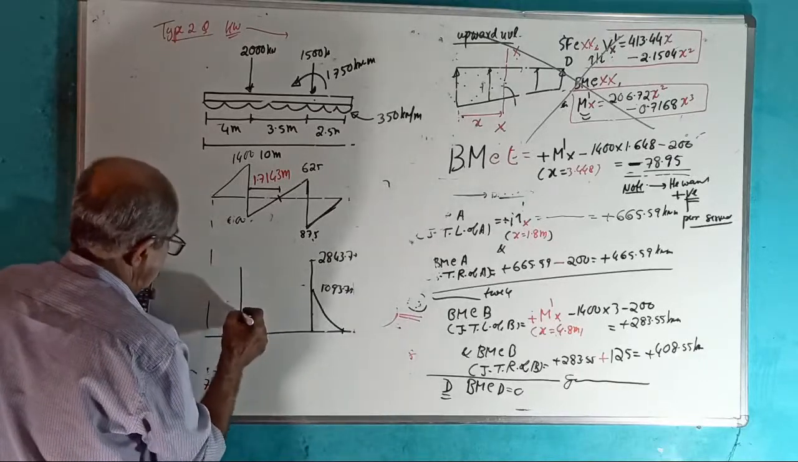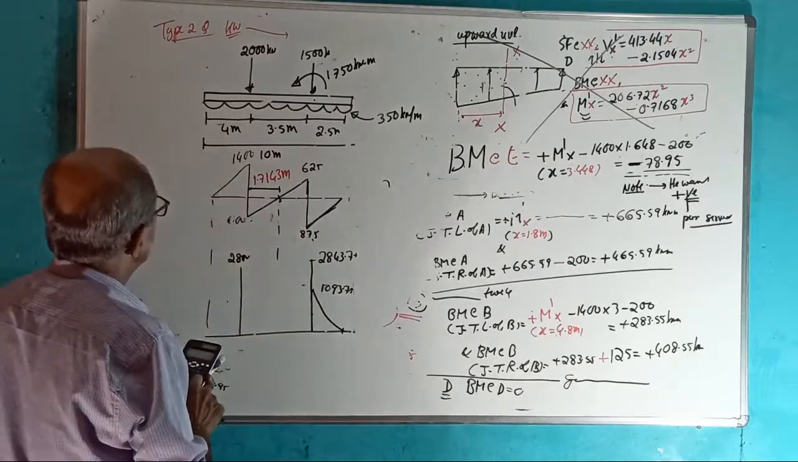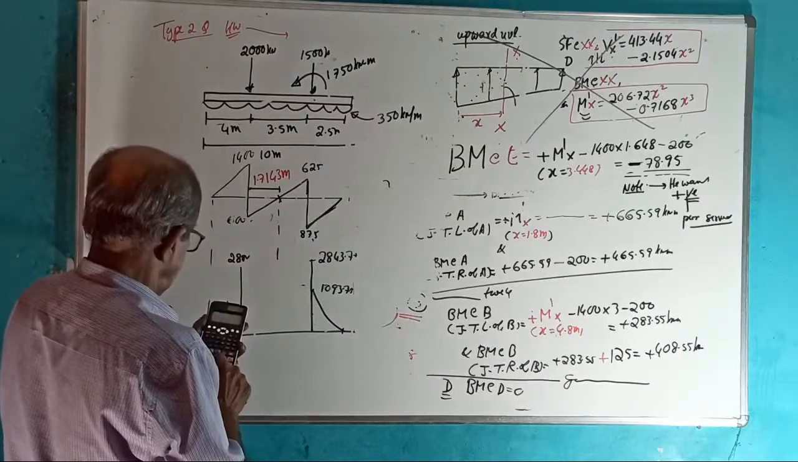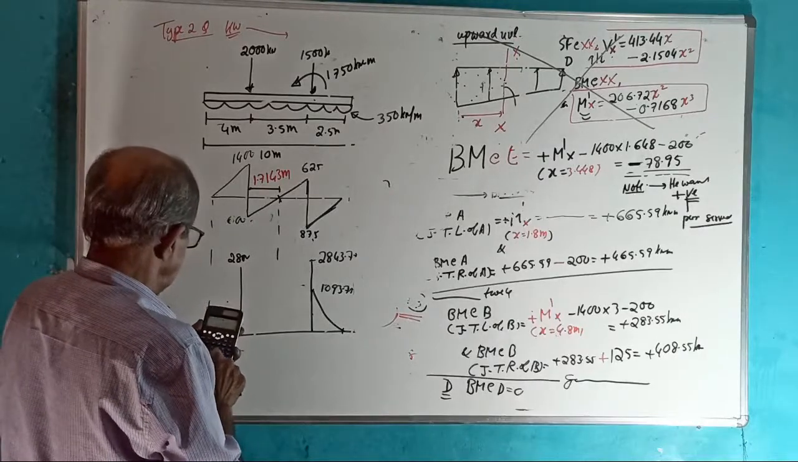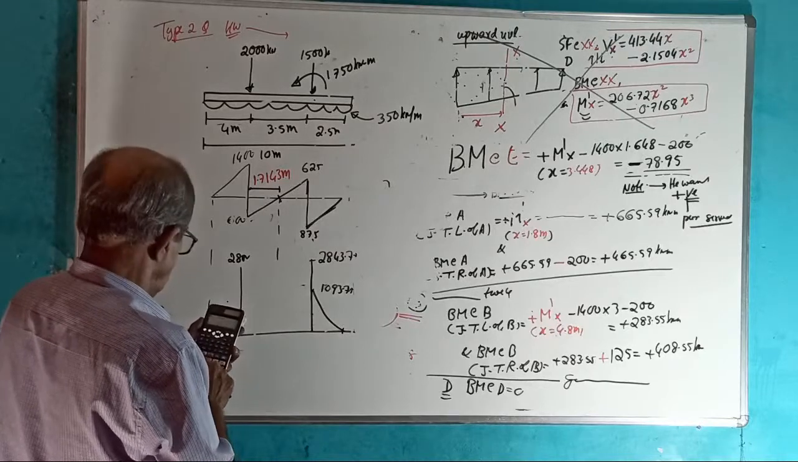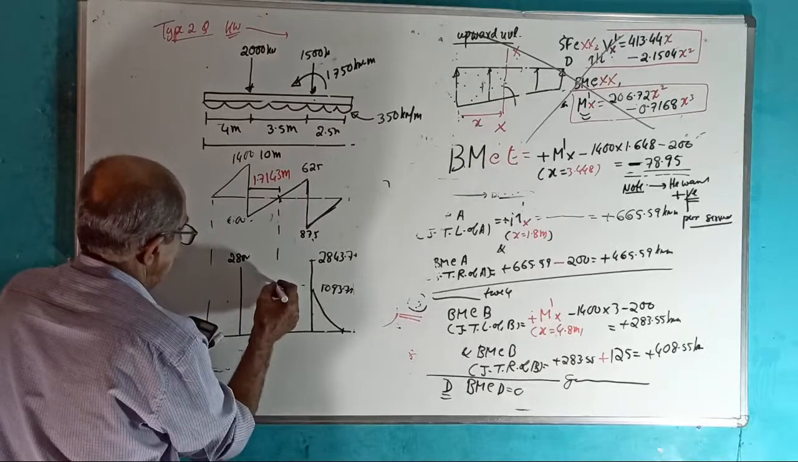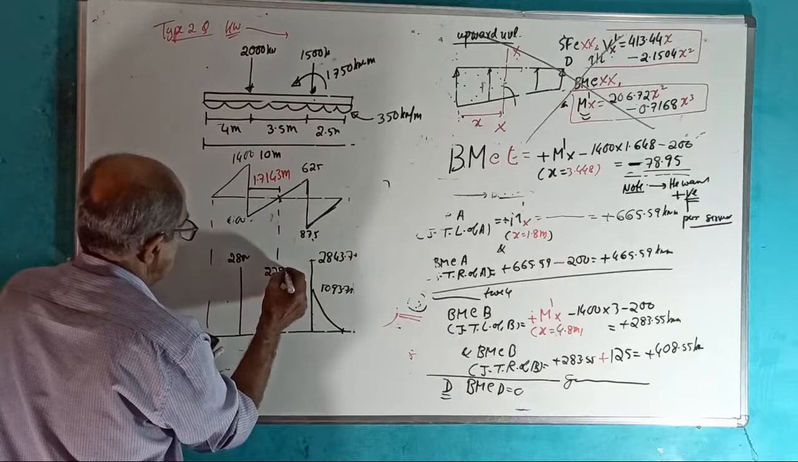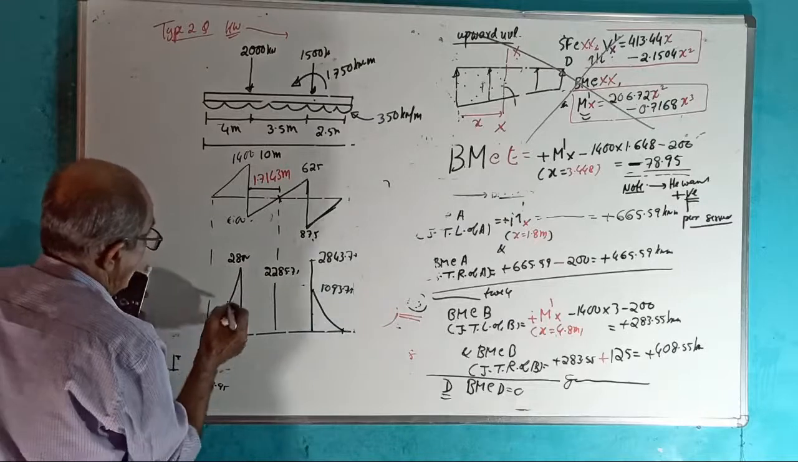2800 here, positive 2800 here. The bending moment here is 350 into 5.7143 square divided by 2, minus 2000 into 1.7143, plus 2285.71. This is the bending moment diagram.